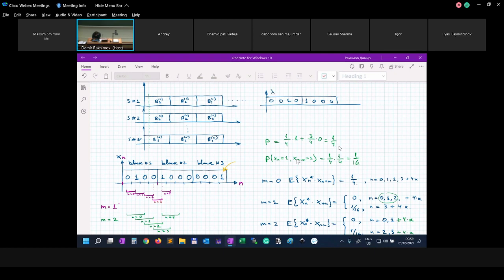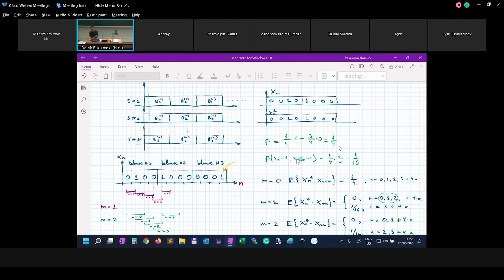This is x of n. Then what will be the sequence x of n squared? X of n squared for this specific case will be exactly the same sequence because you have only ones. This is your squared sequence.